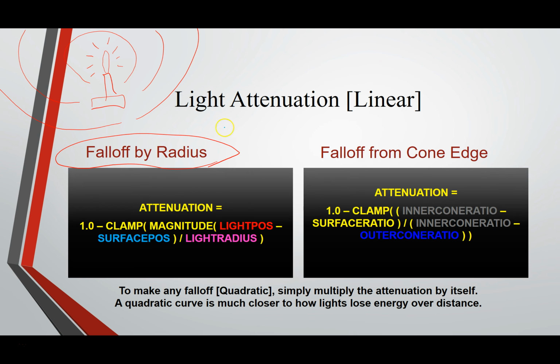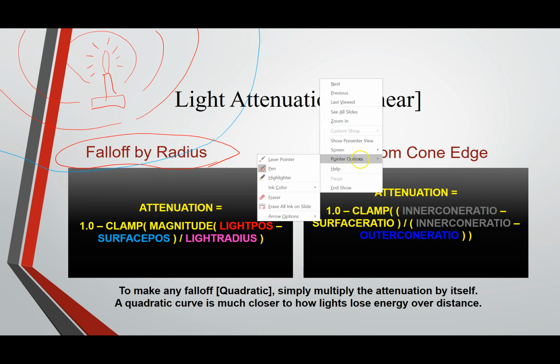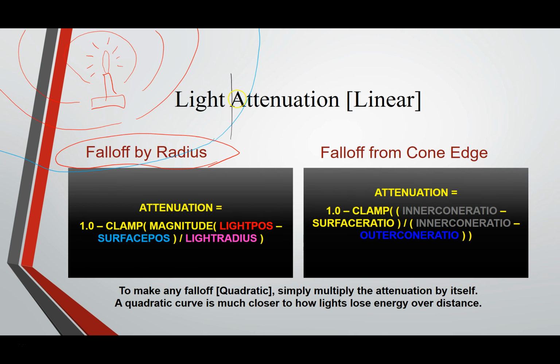So let's say this candle has a fixed radius that it won't shine beyond. Then we have our surface position. Let's say we're lighting something on a table that's nearby. So here we have a table, and we have an object. My terrible apple here is being lit.